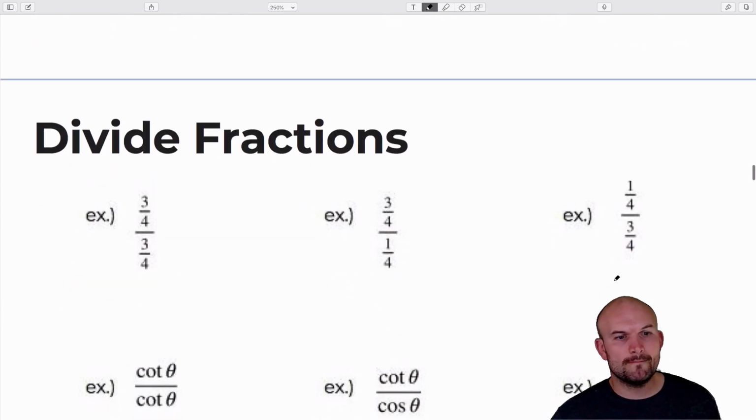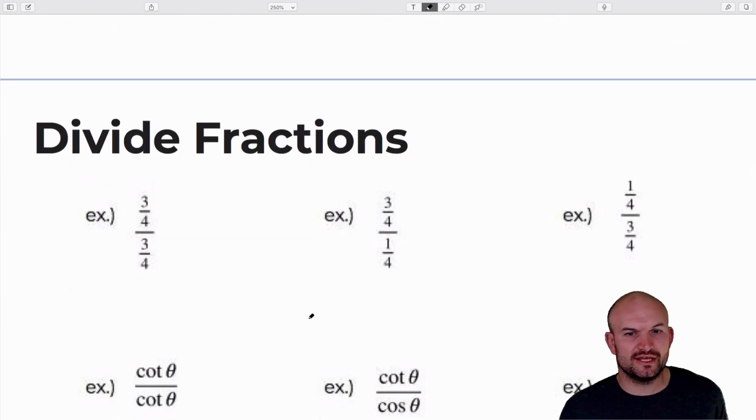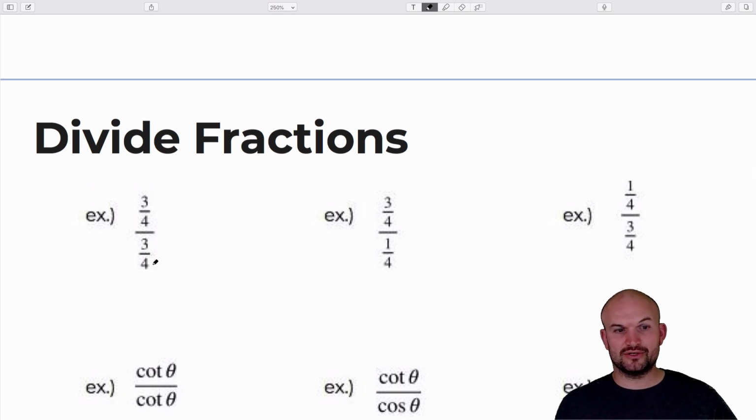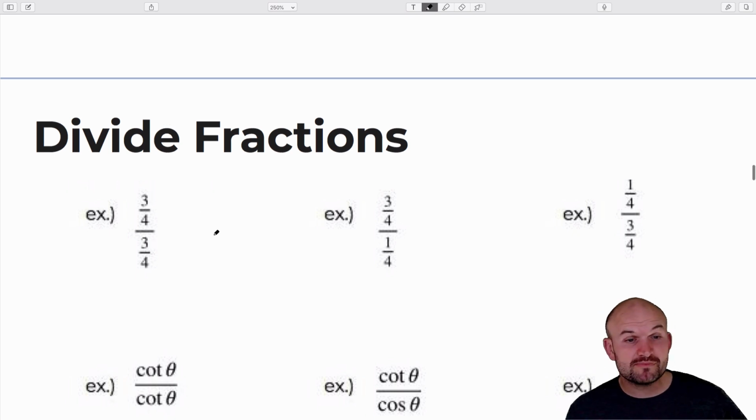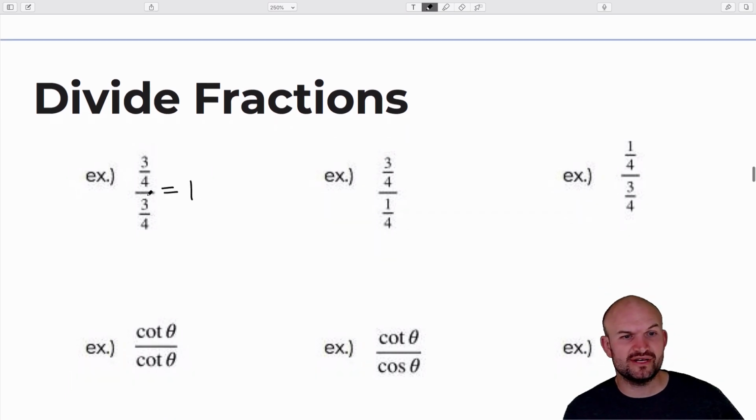All right, so basically what I just did for these problems is, instead of dividing, we actually just multiply by its reciprocal. Now, in this first problem, though, we actually have something even easier. We notice that it's a fraction divided by itself, so that's just going to be 1. I don't need to go through any of this stuff, guys. Cotangent theta divided by cotangent theta is just 1.